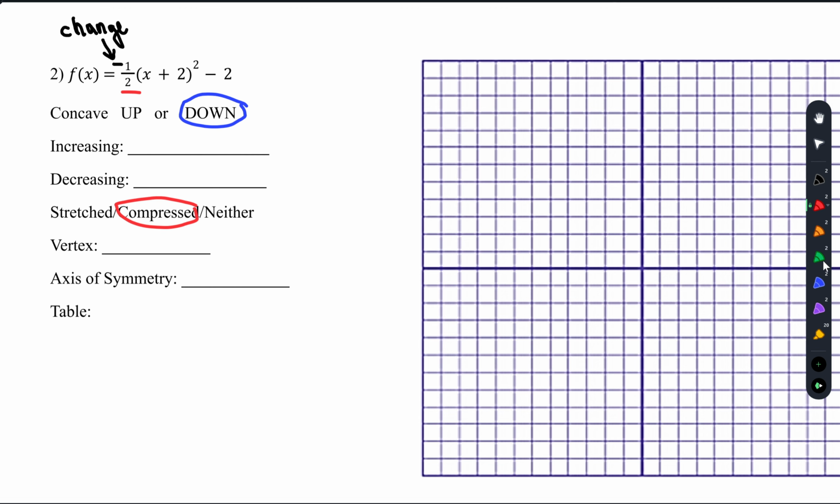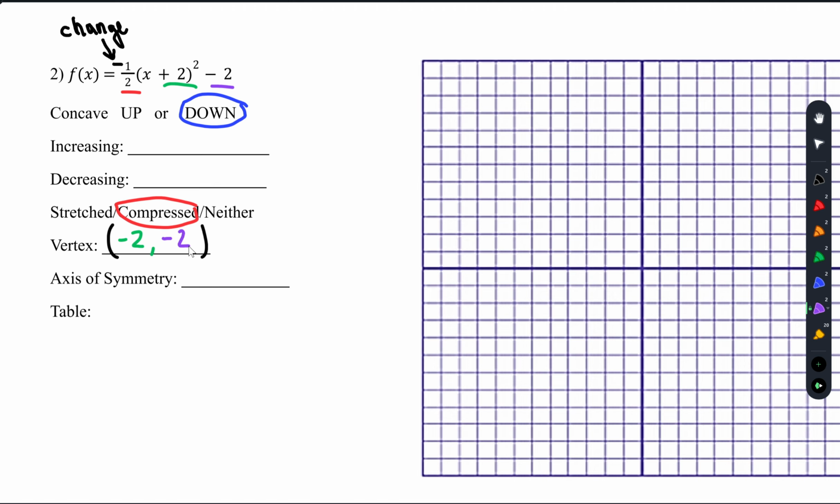Our vertex, remember the vertex comes from H and K. So our H value, the opposite of a positive 2 is a negative 2. The K value is also negative 2. So there's our vertex. And then axis of symmetry, what would that be?